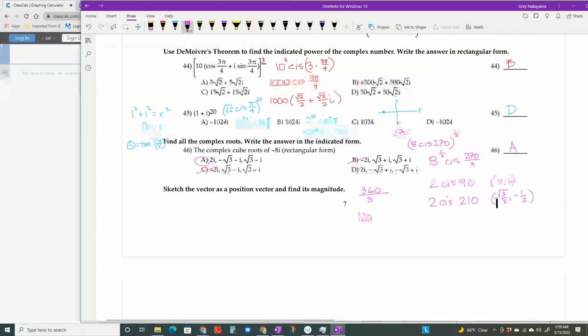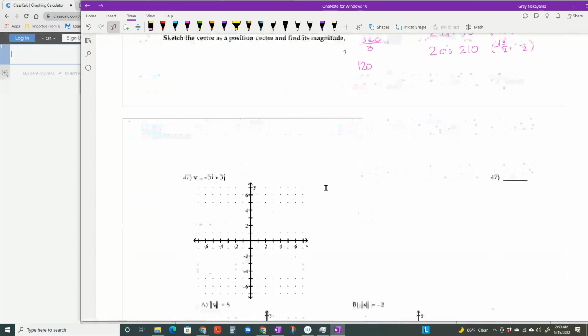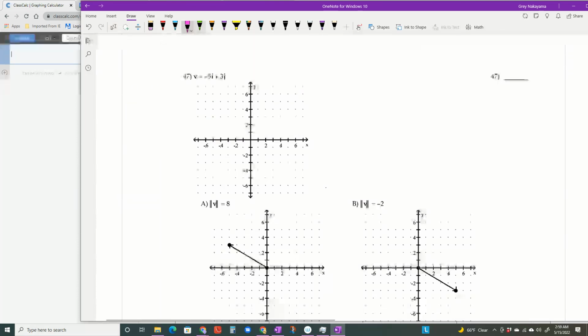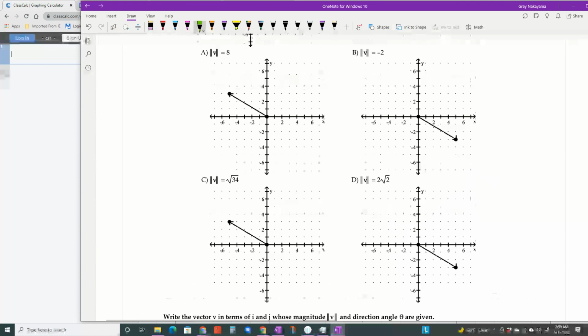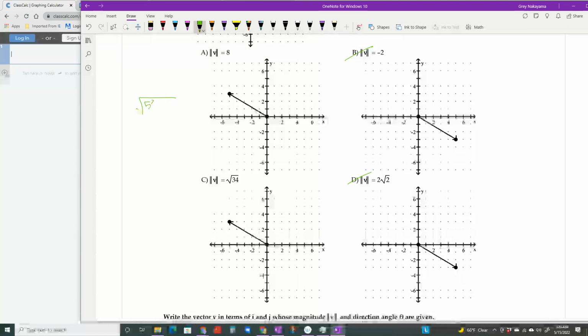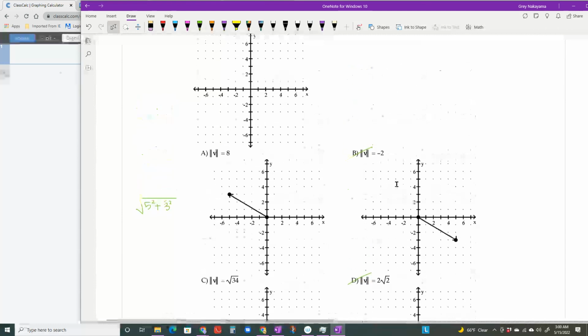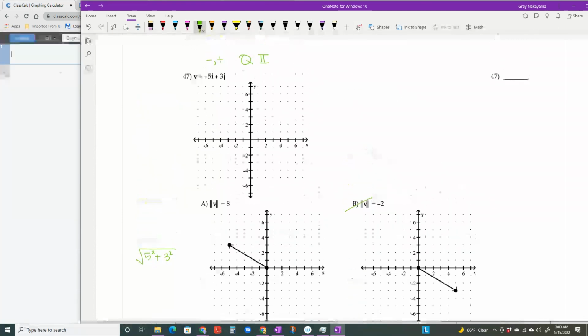All right, moving on. 47. We're moving into vectors now. Again, still concentrating on those coordinates, y'all. Negative 5i plus 3j. That's a negative and a positive, which is in quadrant 2. So you can see that these two are not in quadrant 2. These two are both in quadrant 2. They have the same picture, but now I have to find that magnitude. And the magnitude is the square root of 5 squared plus 3 squared, square root of a squared plus b squared, which is going to give us an answer of C.